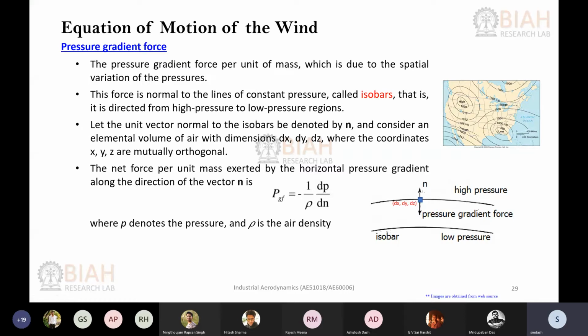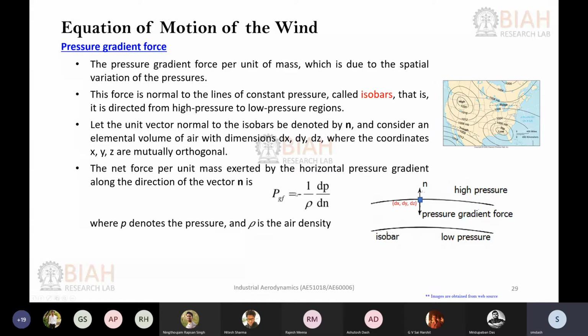Considering these two locations, the higher pressure and low pressure region, you can find that the net force on this air molecule will be minus 1 by rho dP by dn. Here rho is your air density and n is the normal direction.